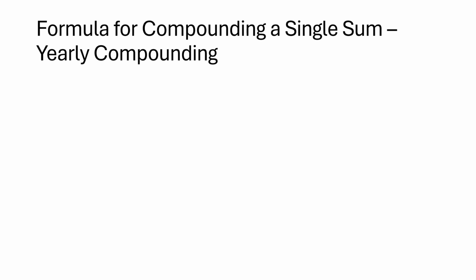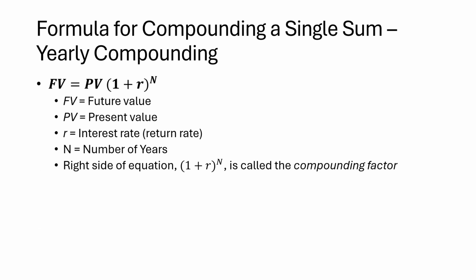So we have a formula for compounding a single sum. It's a relatively simple formula. So we want to find the future value of an amount. We take the present value and multiply that by 1 plus the interest rate or the rate of return to the nth power. So let's go over those variables. The FV just stands for future value. PV is present value. And then we have the interest rate that's denoted by R, and that is just an annual rate in this calculation. Then we have an uppercase N for the number of years.